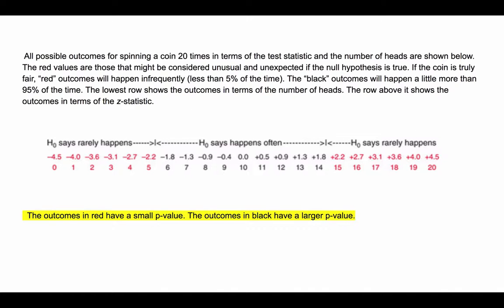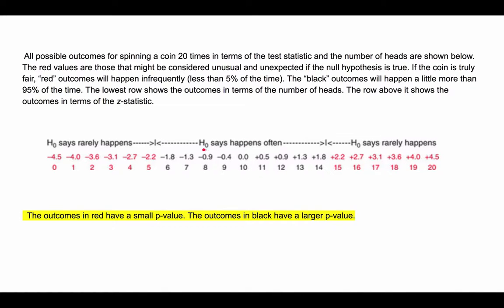Now, let's take a look at an example we saw in the last video. So all possible outcomes for spinning a coin 20 times, in terms of the test statistic and the number of heads, are shown below. In particular, if we are interested in whether or not a coin we're spinning is fair or unfair, we might spin the coin 20 times and observe how many heads we got. Now, we would expect, as a null hypothesis, to get 50% heads, or about 10 out of 20 heads.